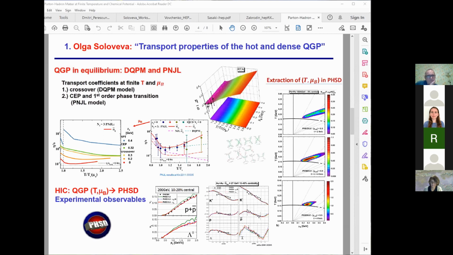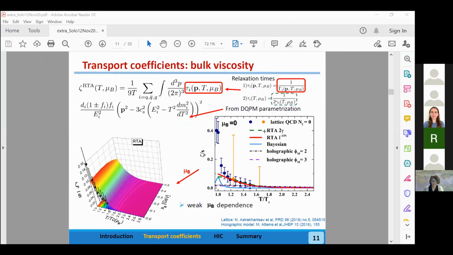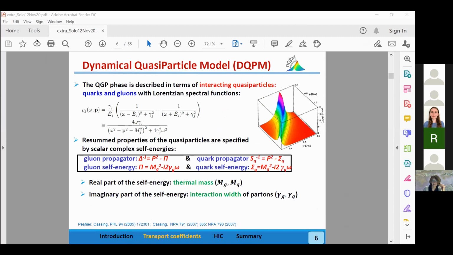The idea here is that we can go higher in μb, and then we will also consider these properties of quasi-particles, such as transport coefficients, near the critical endpoint. I can show you my result for the comparison of these models. I can stop sharing. Do you see my screen? Yes. Okay.